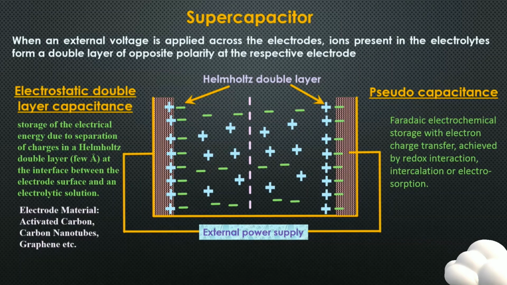Of course, the capacitance will depend upon the electrode material: activated carbon, carbon nanofibers, and graphites, etc. So this is a feature which will be available for supercapacitors. Similarly, in pseudo capacitance, the capacitance value depends upon electrode material, conducting polymers, and metal oxide.